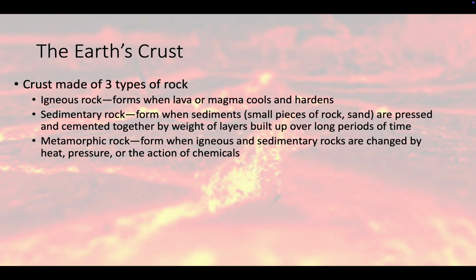The crust is made of 3 types of rock: igneous rock, which forms when lava or magma cools and hardens; sedimentary rock, which forms when sediments or small pieces of rock and sand are pressed and cemented together by the weight of layers built up over long periods of time; and metamorphic rock. Metamorphic rock is formed when igneous and sedimentary rocks get buried even further than the sedimentary rocks. They undergo heat, pressure, or actions of chemicals, which can also cause metamorphic rock to form.